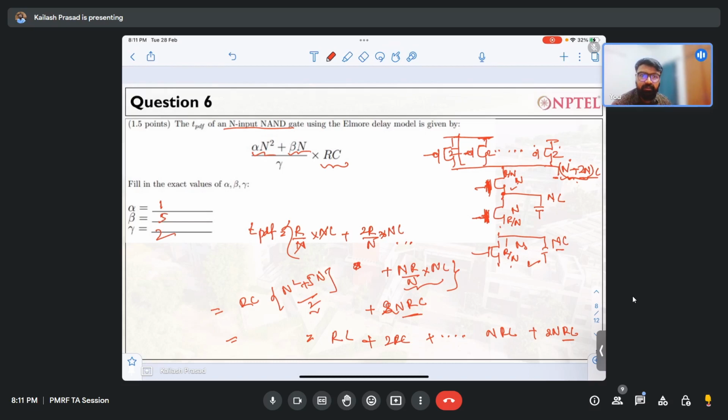Using this, a homework assignment is for you. You should go and find out, for an n-input NOR gate and XOR gate, what the generalized equation will be. For the NOR gate it is easy to find, but for the XOR gate you have to work it out. Is that clear?